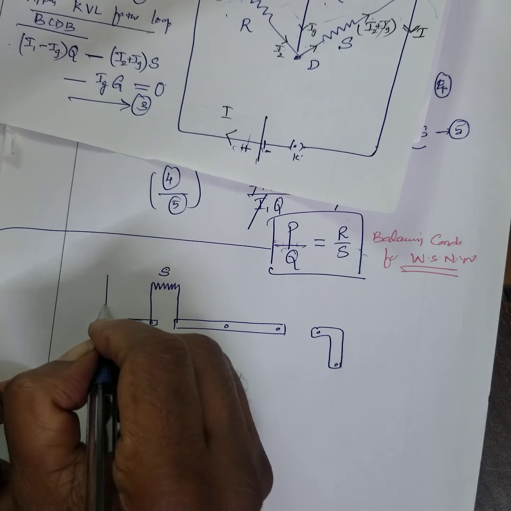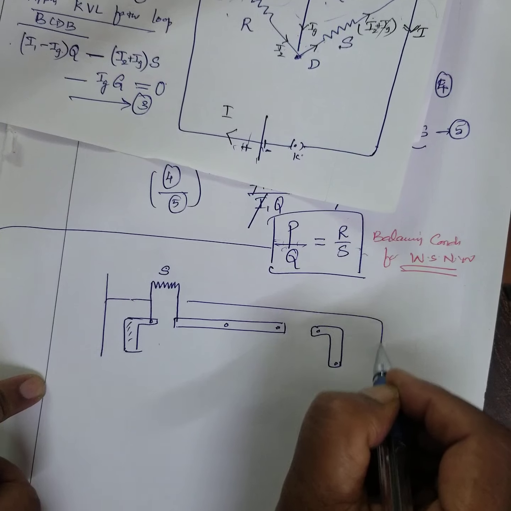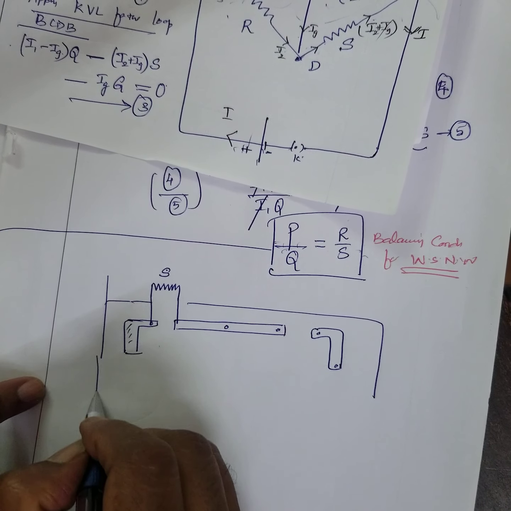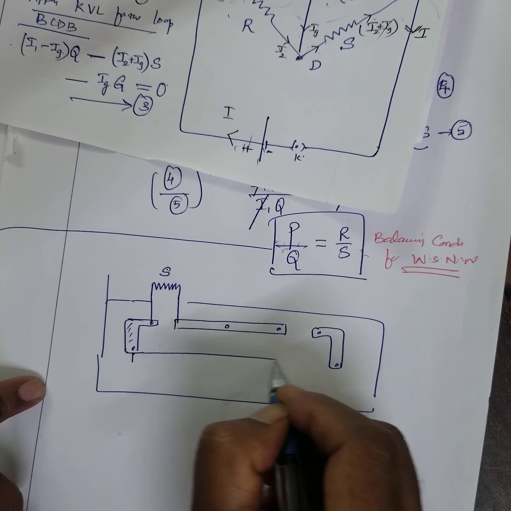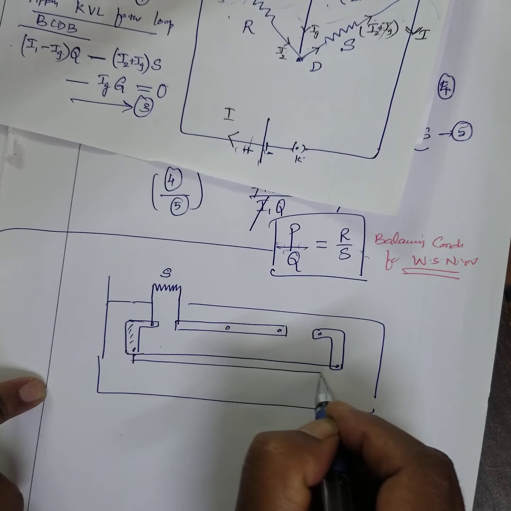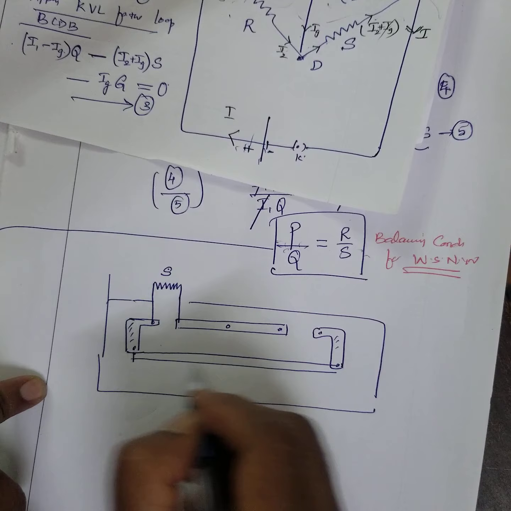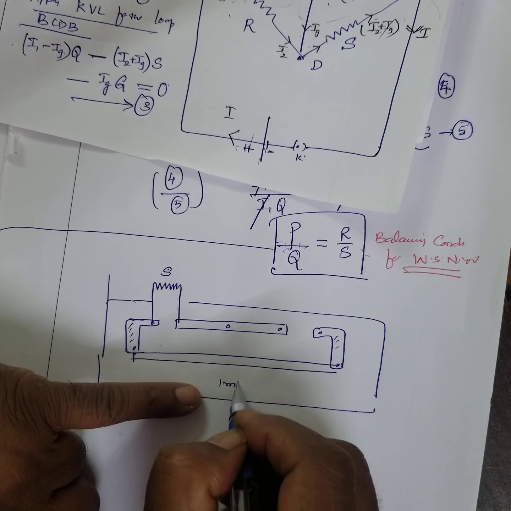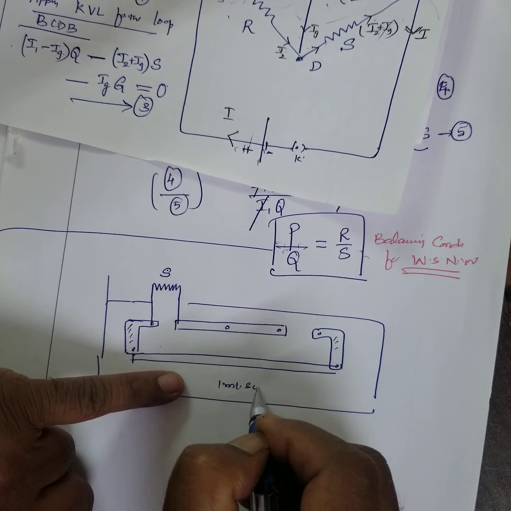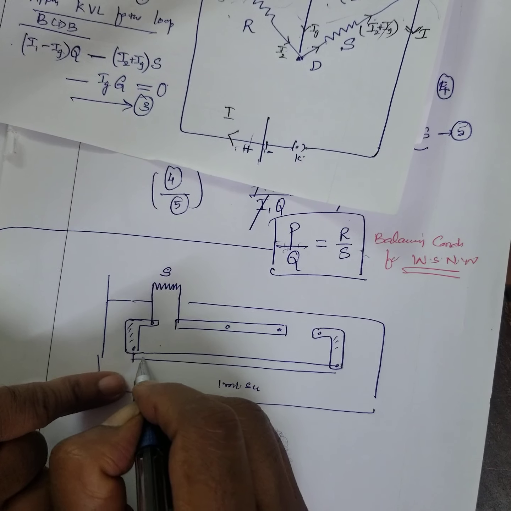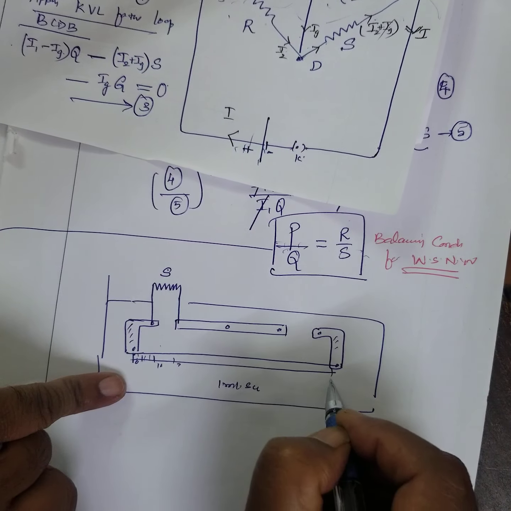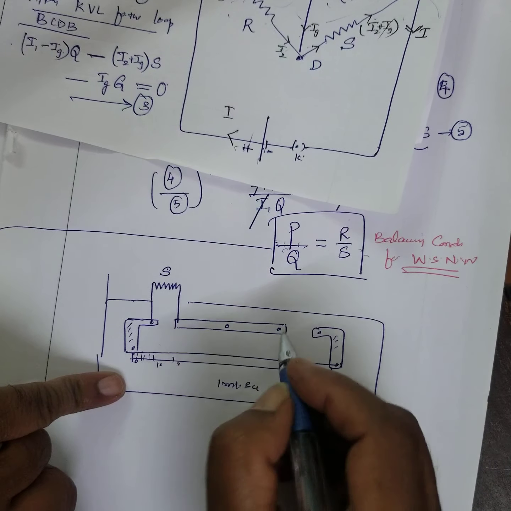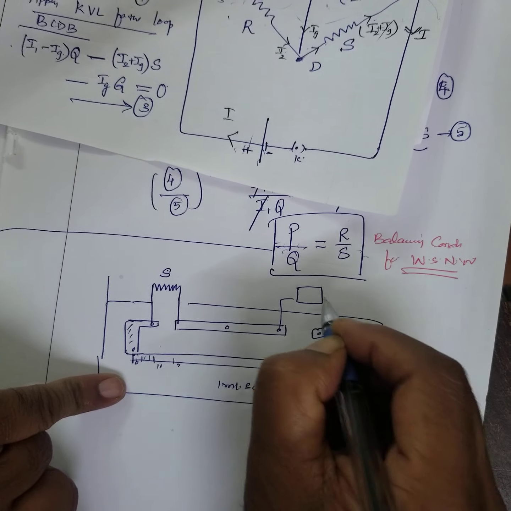This is kept on a wooden board. And below this they keep these two L-shaped metal strips fixed at a distance of 1 meter. This is the 1 meter scale: 0, 10, 20 up to 100. 100 centimeters, 1 meter scale. In this gap, we keep one resistance box.